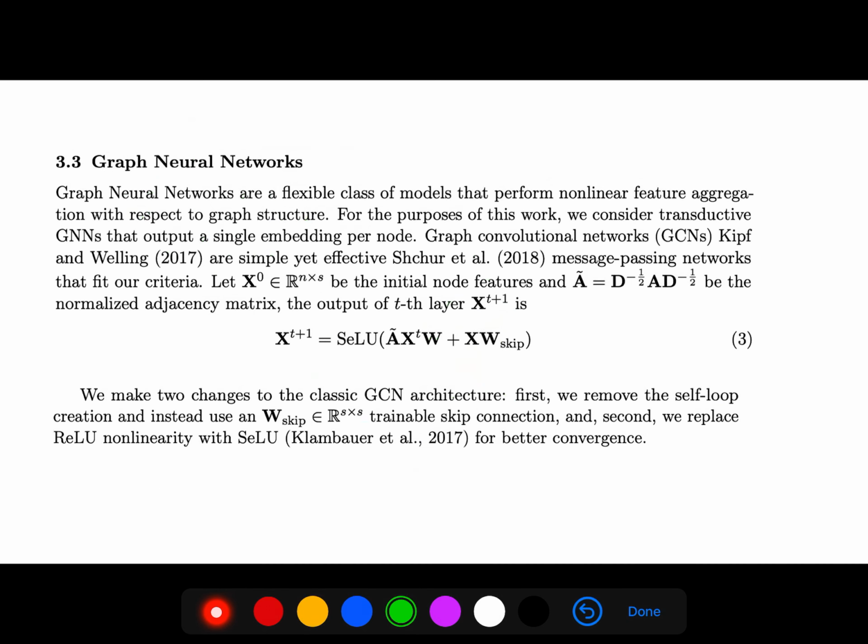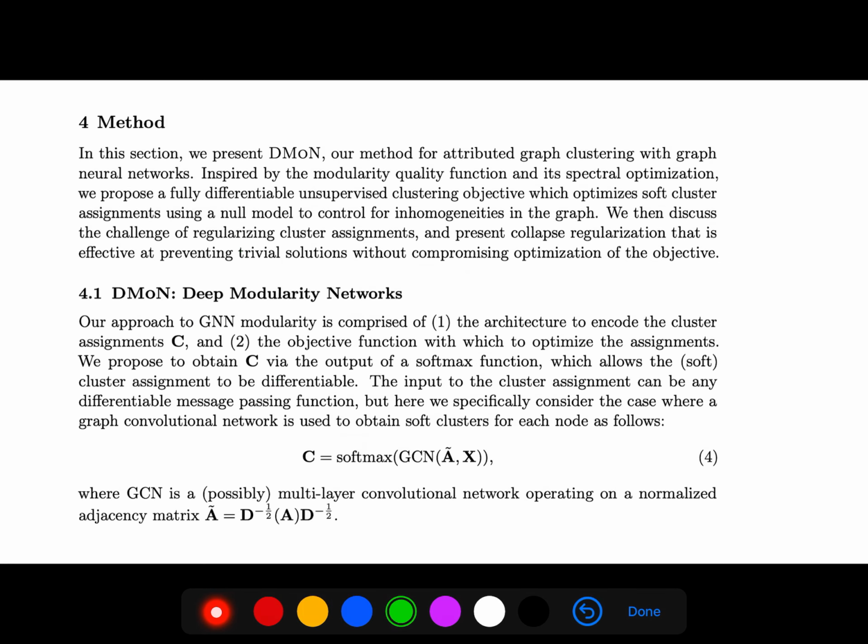And about graph neural networks, for example, in graph convolution, we update the features. But how do you find the cluster assignment C? The input to the cluster assignment can be any differentiable message passing, but we especially consider the case where a graph convolution is used. So again, like DiffPool, if you remember, they also used graph convolution to get their cluster assignment.